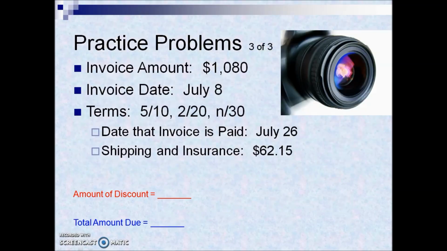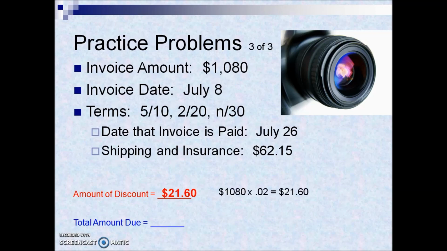In this next problem, we're given an invoice amount and the date. The terms here are an example of that sliding scale that we saw a couple screens back. 5% discount if paid in 10 days, 2% if paid in 20, and the net is due in 30 days. The invoice was paid on July 26th. Well, 10 days would put us at July 18th. They paid it on the 26th. If we add 20 days onto July 8th, that'd be the 28th. They made the window of eligibility of a 2% cash discount.